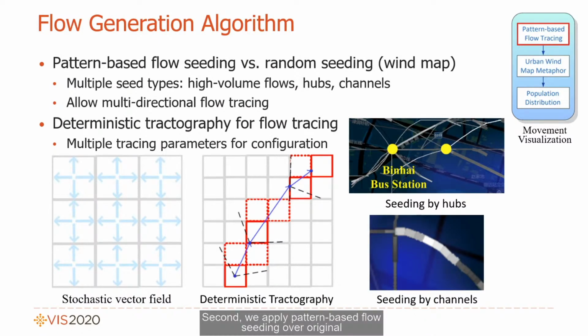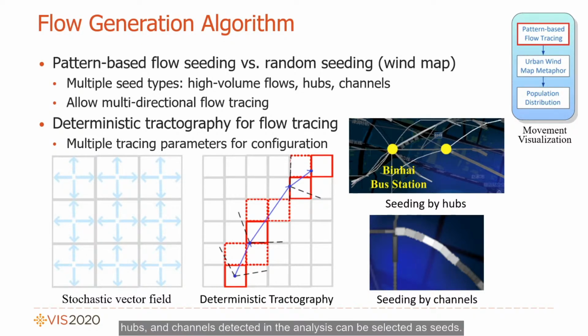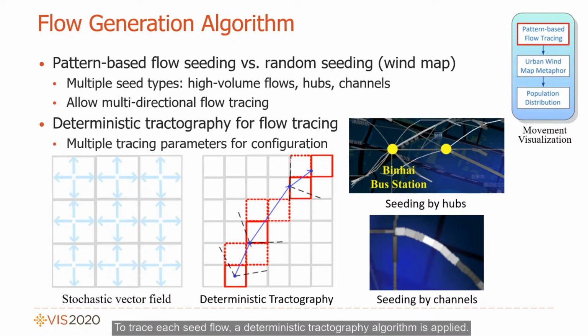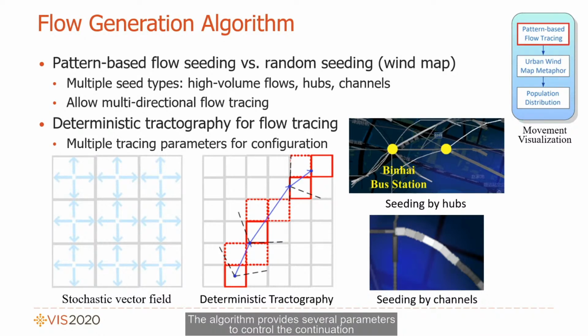Second, we apply pattern-based flow seeding over the original random seeding of the wind map. Both high-volume flows, hubs, and channels detected in the analysis can be selected as seeds. In case a hub is selected, all flows from the hub are traced independently. This enables visualization of multi-directional flows. To trace each seed flow, a deterministic trajectory algorithm is applied. The algorithm provides several parameters to control the continuation and termination conditions for flows.